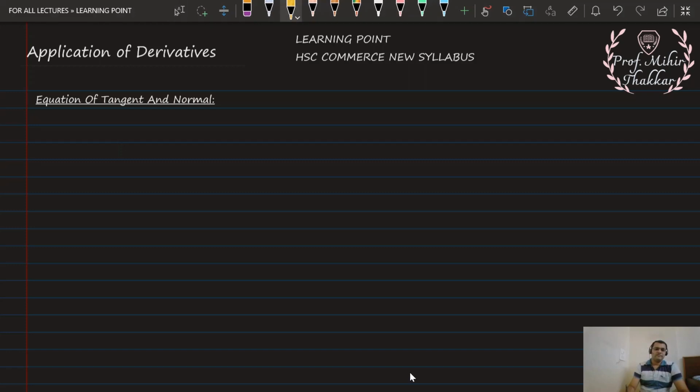Today we are starting with a very simple chapter, which is application of derivatives of Maths 1, which is a part of 12th Commerce new syllabus. Now before starting with this chapter, I would like to suggest you one thing, that this chapter is completely dependent on the previous chapter, differentiation.